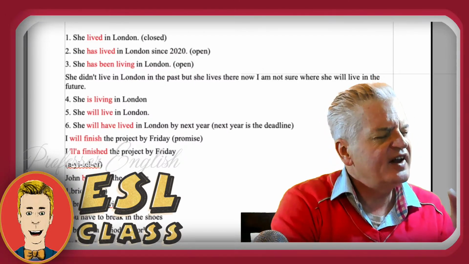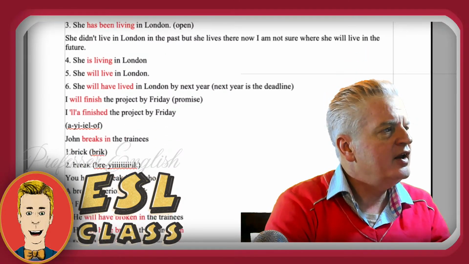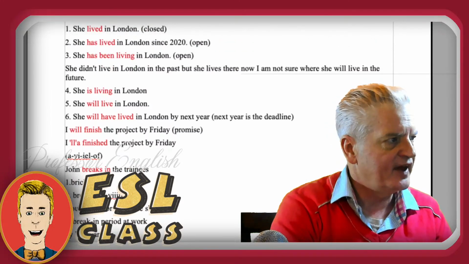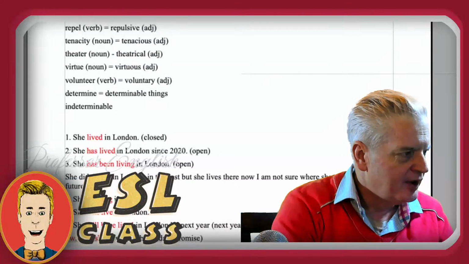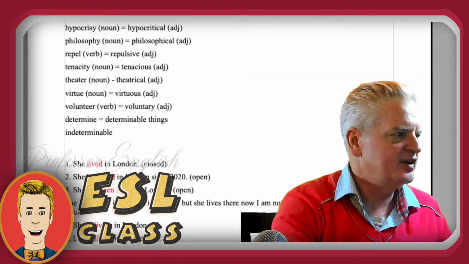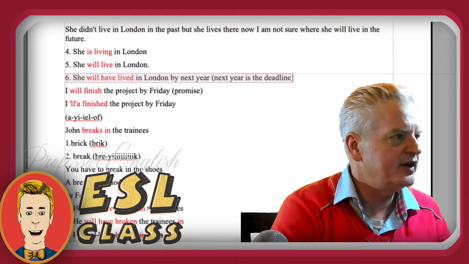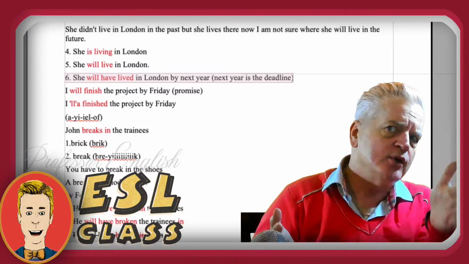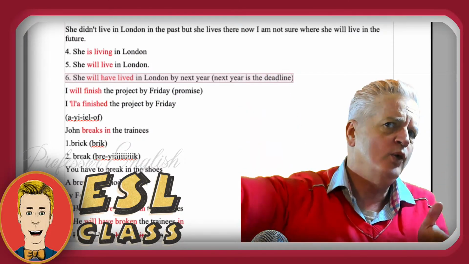Future perfect is like the mirror reflection of that. So if you say, I will have finished the project, let's write that. I have some other things written here. I don't want you to see it yet. Let's just look at number 6. Number 6 means she will have lived in London by next year. So this is like a mirror reflection of present perfect. I don't know when it's starting. I only know when it finishes.